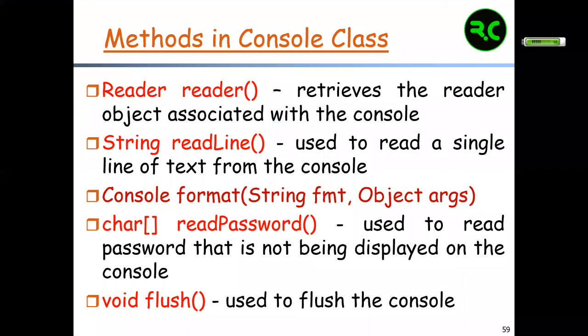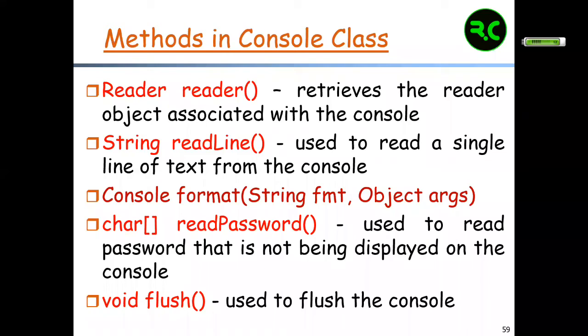Next we are going to have some methods. The first one is the reader method, which retrieves the reader object associated with the console. Next, the readLine method is used to read a single line of text from the console. Next we have one more method called readPassword. It reads a password that is not displayed on the console. And we have one more method called format, which is going to format the text in the given format.